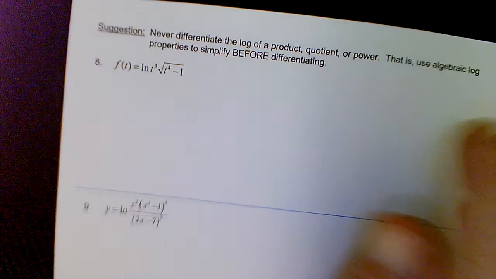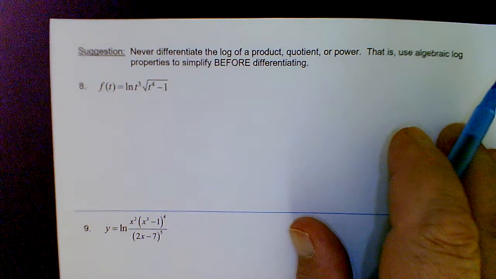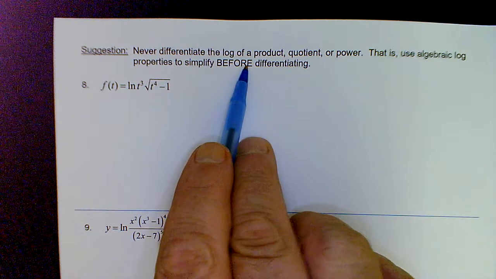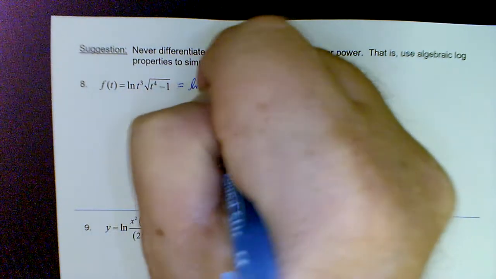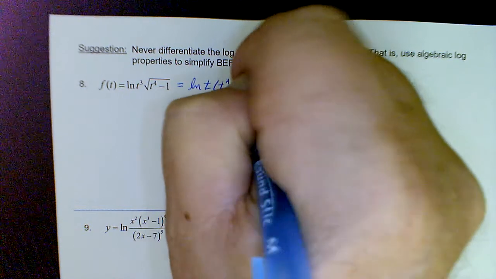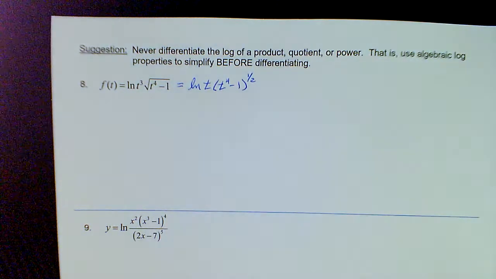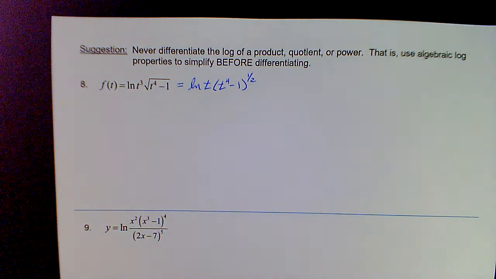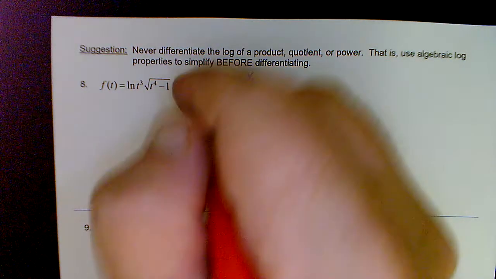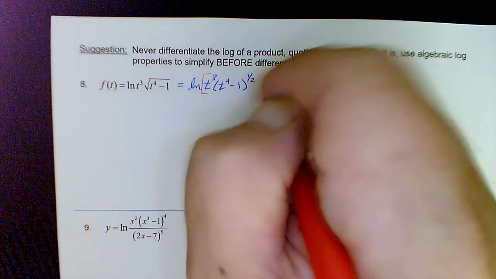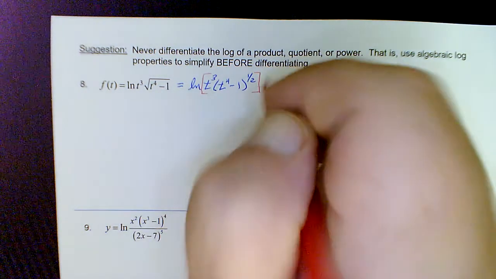That is, you want to use the algebraic log properties before differentiating. So in this example, first off, you're going to want to rewrite this as the natural log of t cubed times the quantity t to the 4th minus 1, square root, 1/2 power. And there was t cubed there. It's understood that the argument is the product of t cubed and this quantity.